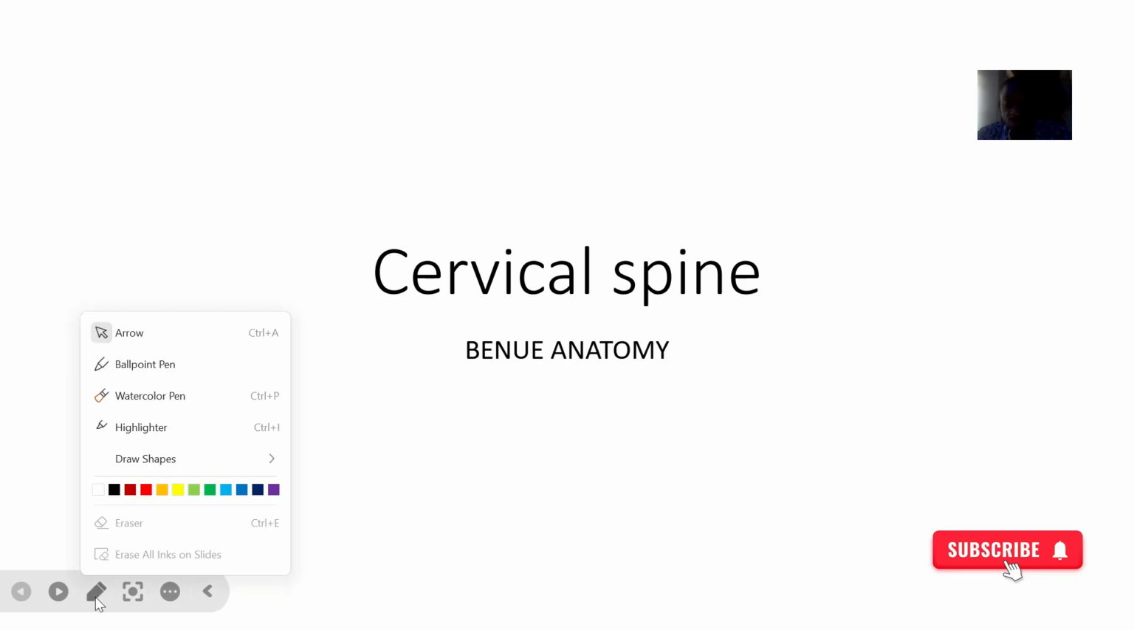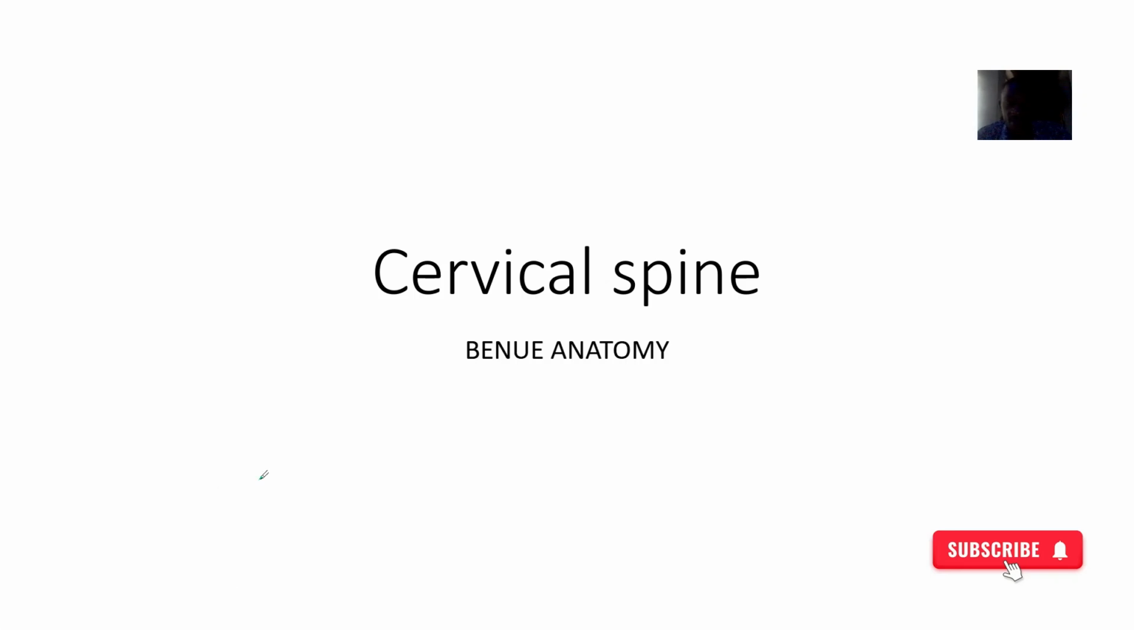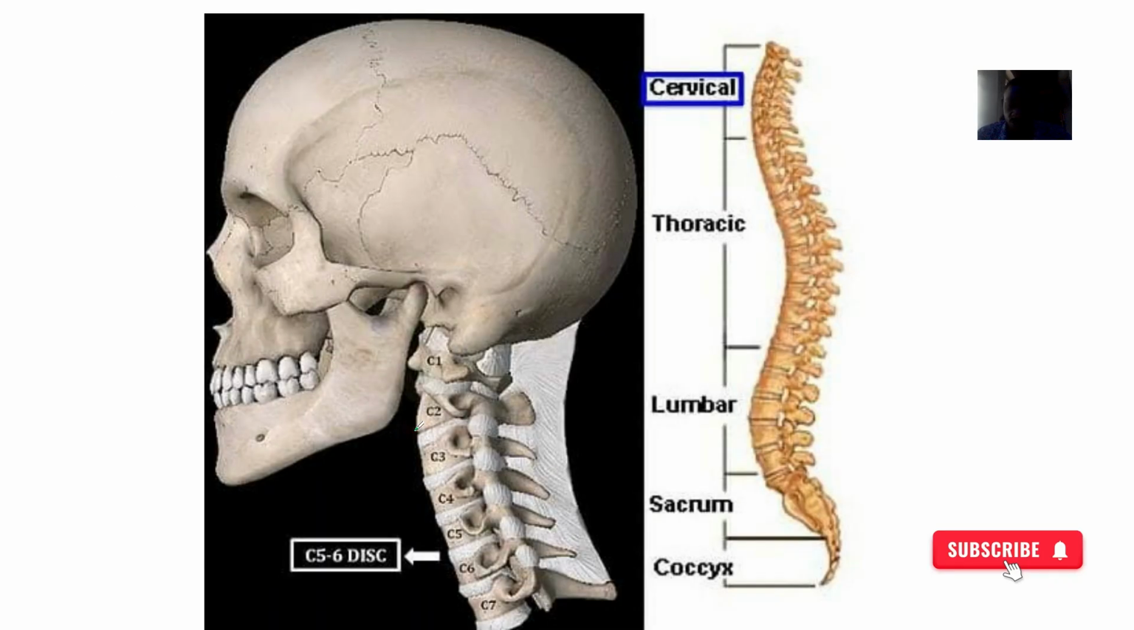Alright, so we'll quickly look at the cervical spine and get to look at the anatomy of the cervical spine. Looking at the different types of spines, or regions of the spine, coming down here we have the cervical spine. We have C1 to C7.